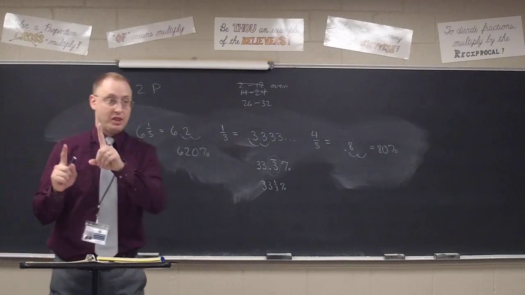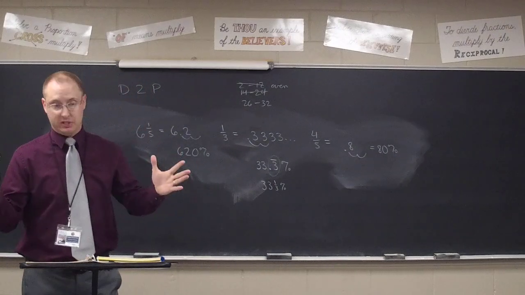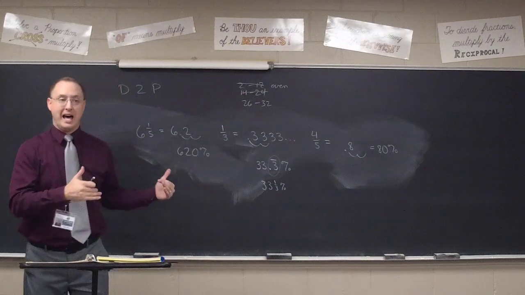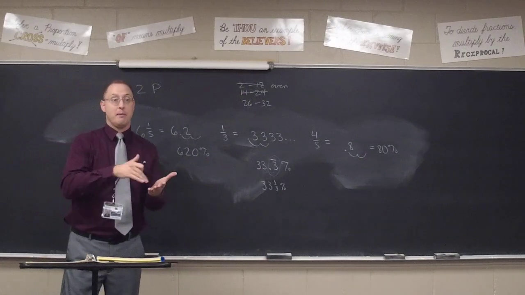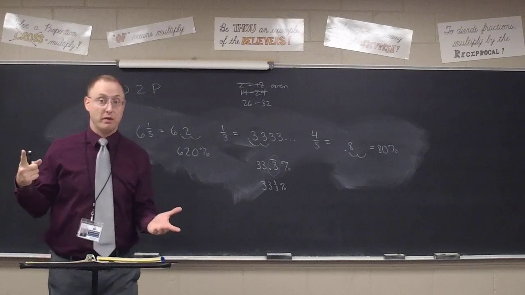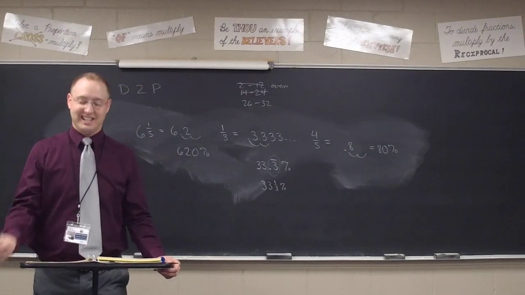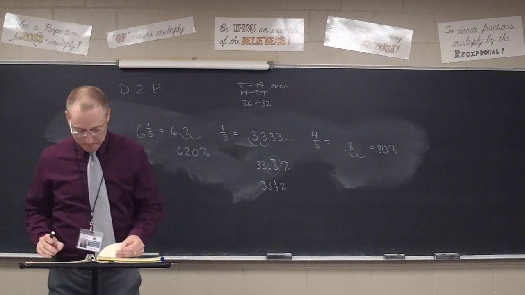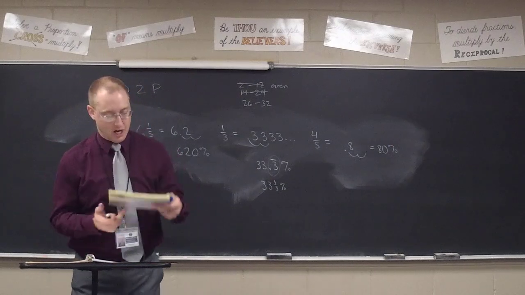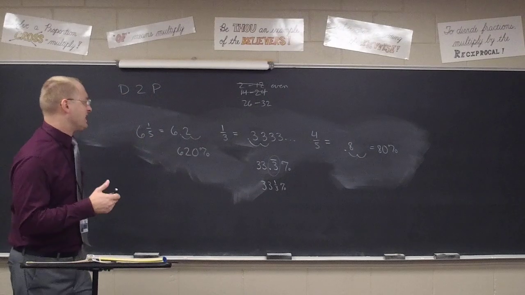Remember, one of something is 100%. All of something, one thing is 100%. One whole pizza, 100% of the pizza. Anything less than that is a smaller percent than 100. Bigger percent than 100 just means you got more than one of it, right? 300% of a pizza, 3 pizzas. Yes, more flavor. All right, so that's one way in which we can change a fraction into a percent.